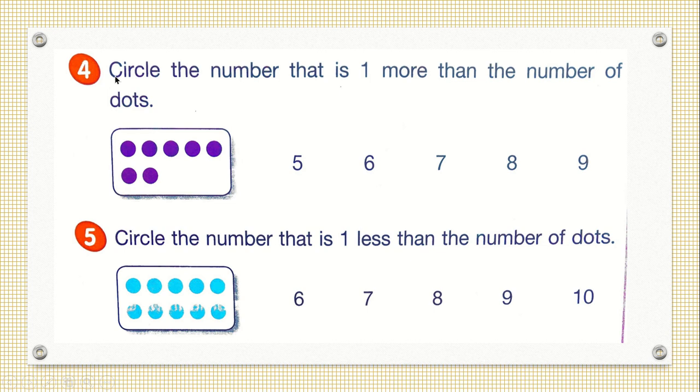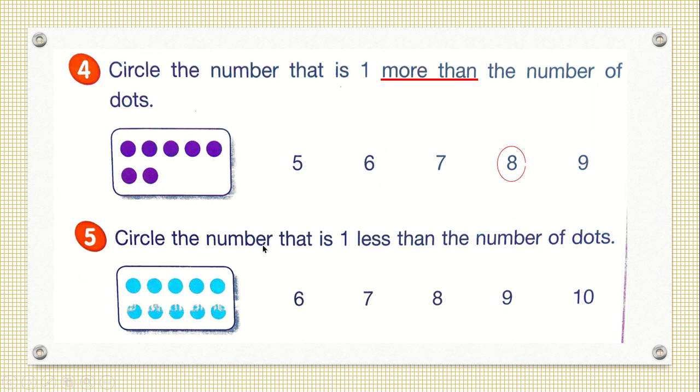Number 4. Circle the number that is one more than the number of dots. One more. Let's count how many dots. 1, 2, 3, 4, 5, 6, 7. Okay, now, one more than 7. Remember, this is 7. Now, one more. We go to 8. So we circle 8.